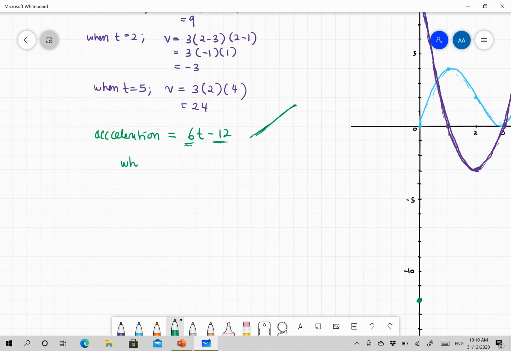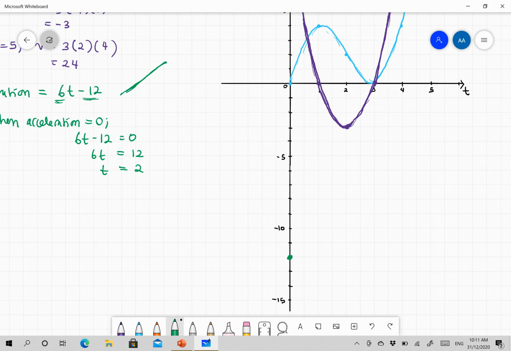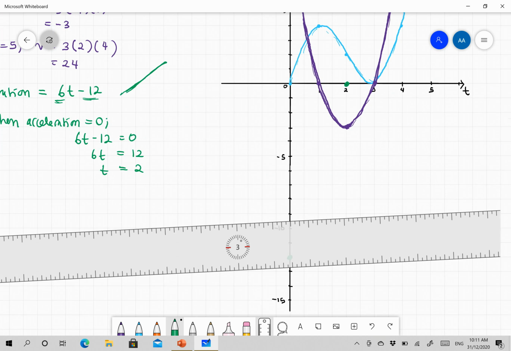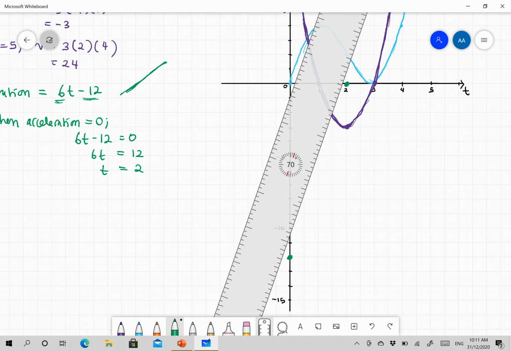So when acceleration is 0, then 6t minus 12 is equal to 0. 6t is 12. t is going to be equal to 2. So we have another point, which is this one here. And we're just going to draw a straight line, and thankfully I have this fancy ruler which I can use to get a straight line.